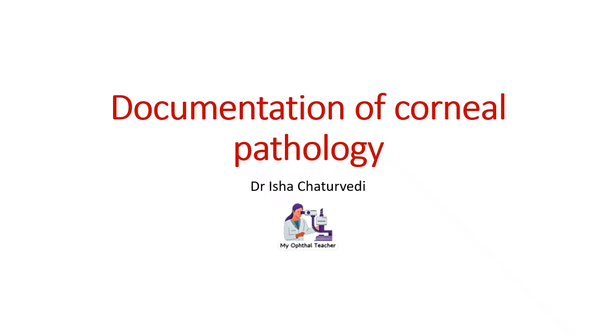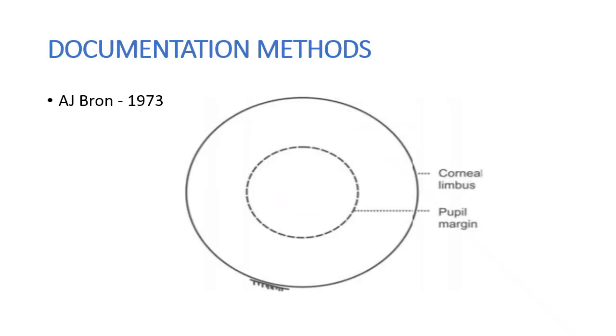In today's lecture, we're going to talk about the documentation of corneal pathology in the first part of the lecture and bacterial keratitis in the second part of the lecture. So let us begin. The documentation of corneal pathology dates back to the 1970s or probably even earlier.